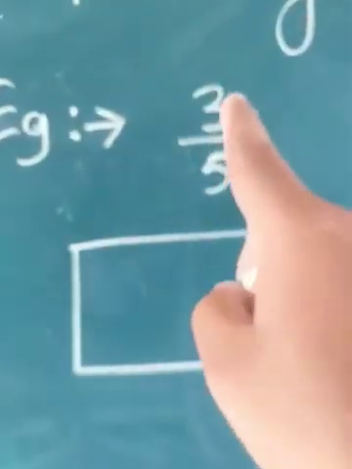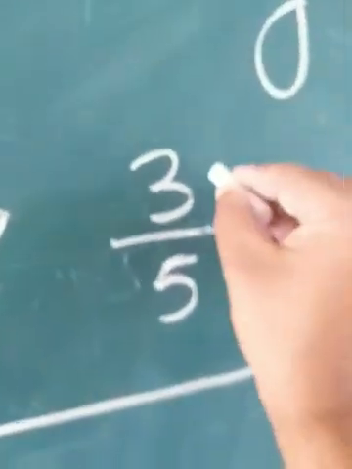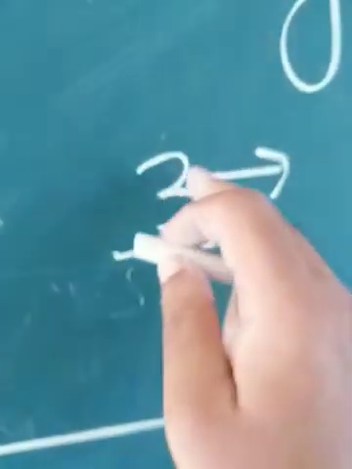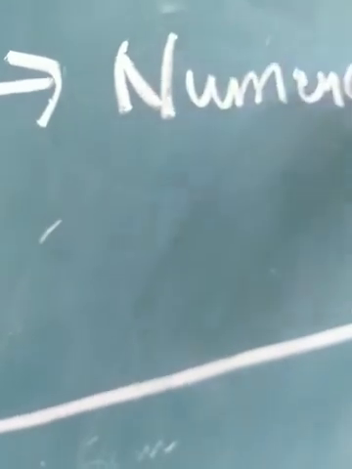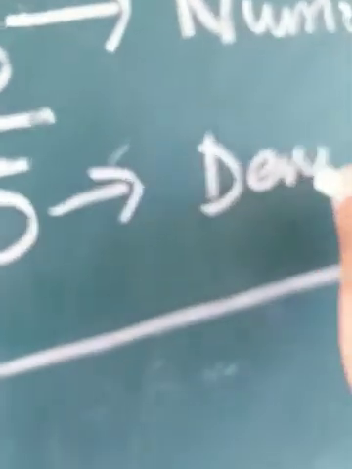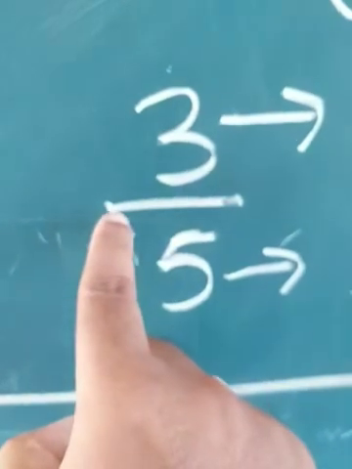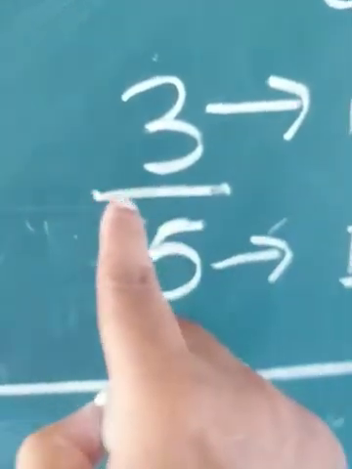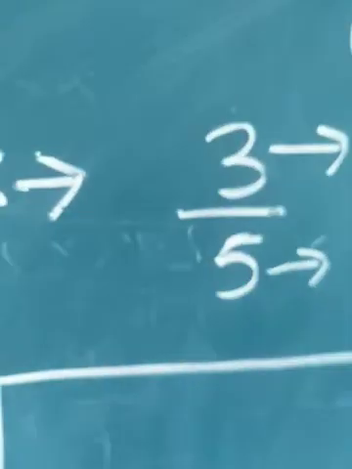So it is written 3 by 5. This whole form is called a fractional form, where the topmost number, that is the upper number, this 3, is termed to be a numerator, and the lower number is called a denominator. This particular line is called a fractional bar. So 3 by 5, this whole form is called fractional form.